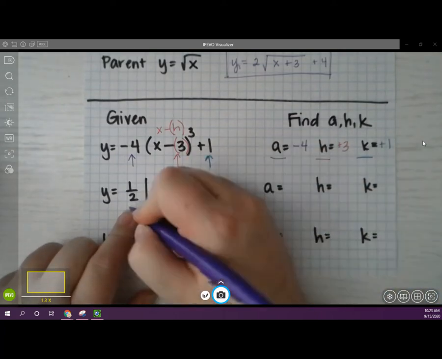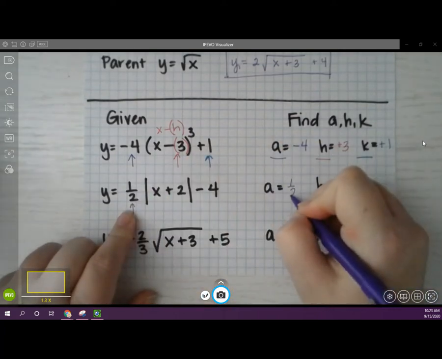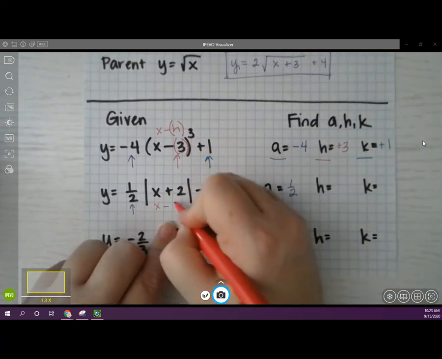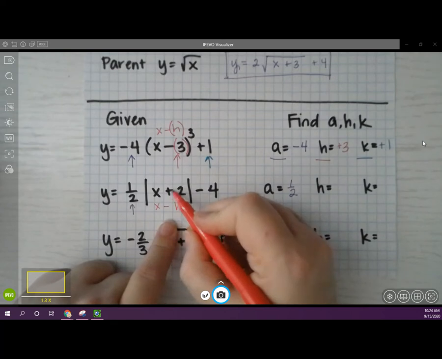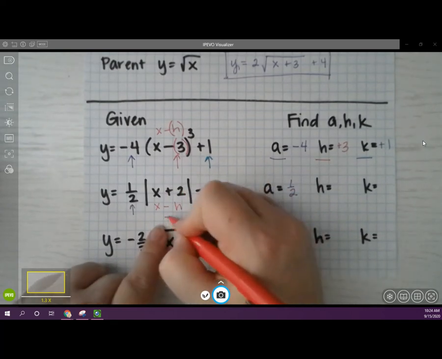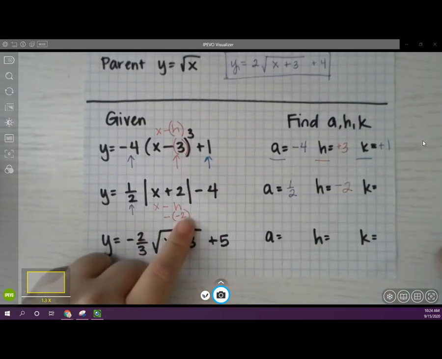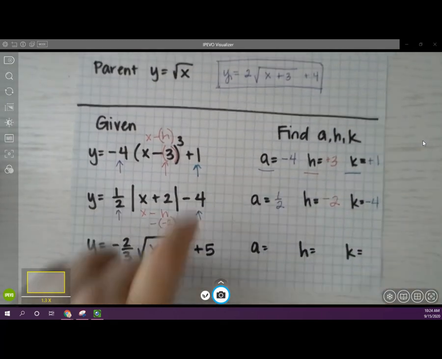Moving on to the next one. My front number is 1/2. My inside number is x minus h. And because this is a positive 2, that means I'm actually subtracting a negative 2. So h is negative 2. And my last number is k, which is a minus 4.